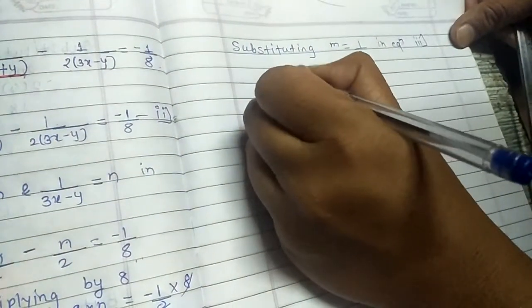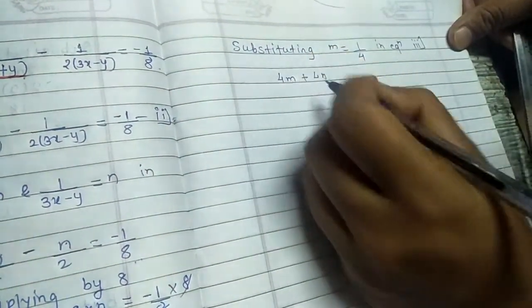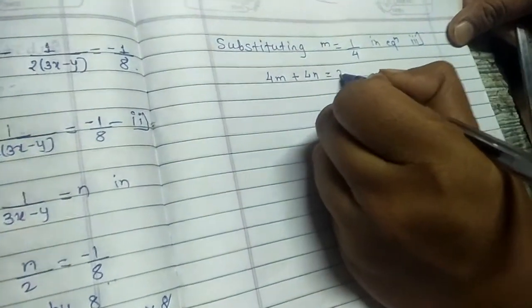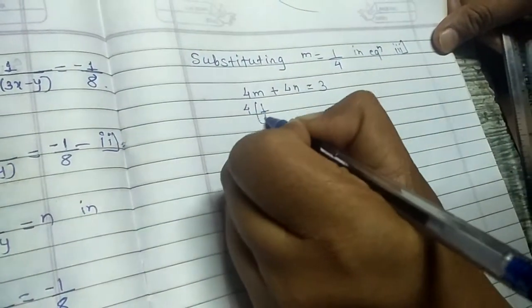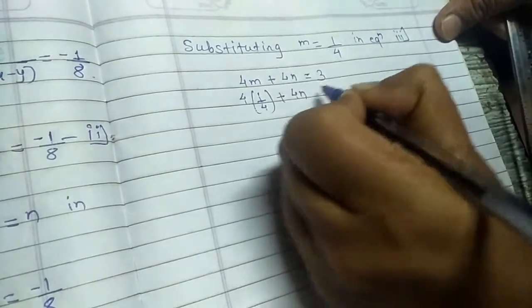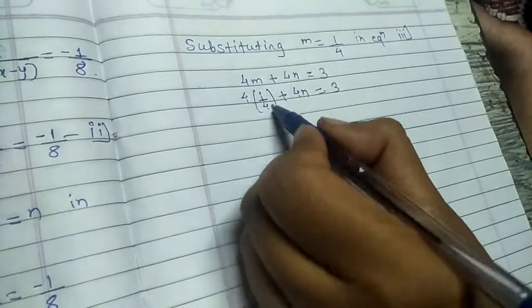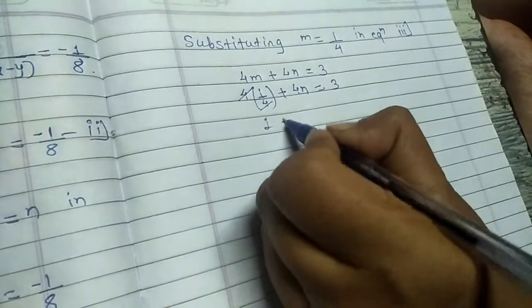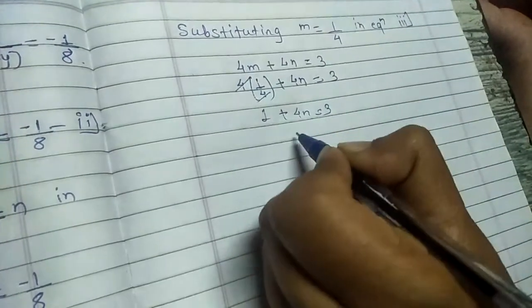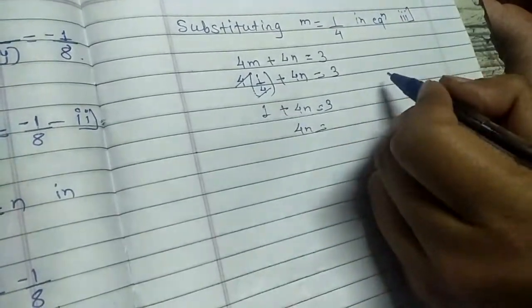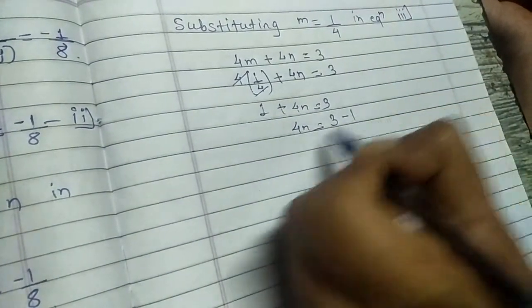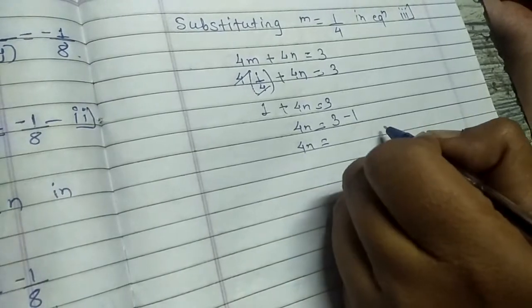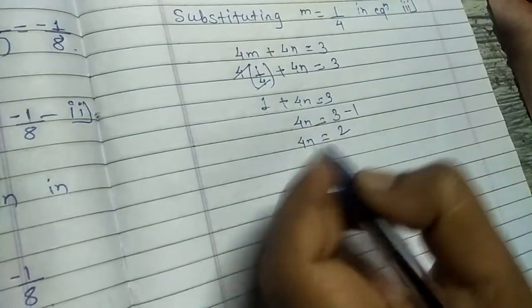So the third equation is 4m plus 4n equals 3. So 4 into 1 upon 4 plus 4n equals 3. Here the 1 upon 4 gets cancelled. So 1 plus 4n equals 3. So 4n equals, that side it becomes minus, 3 minus 1. So 4n equals 3 minus 1, which is 2.